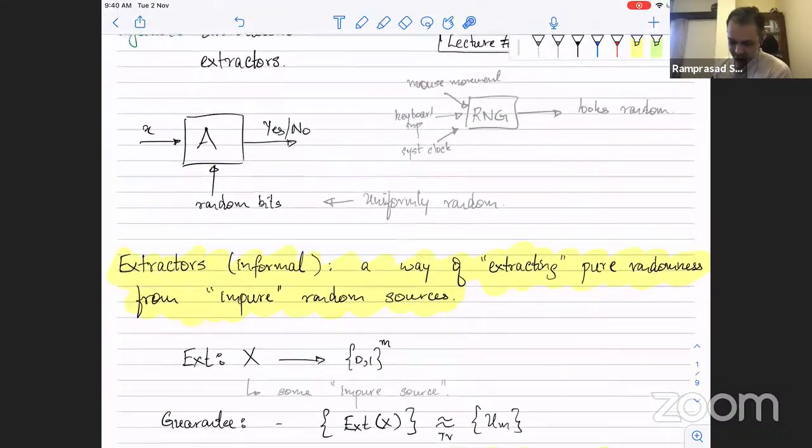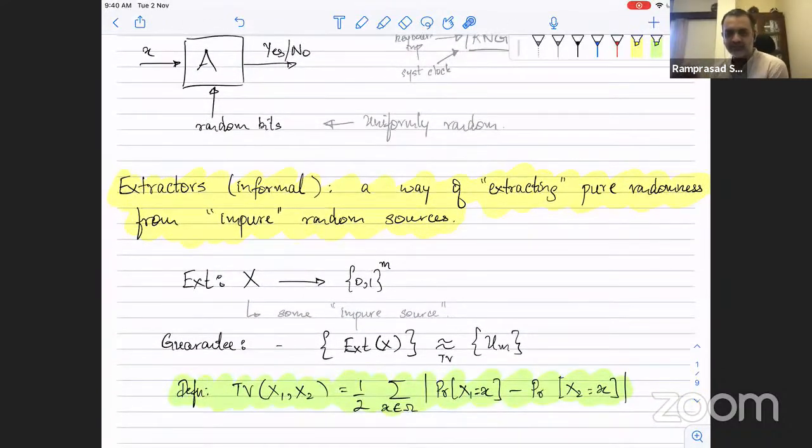In some sense, what an extractor is, in a slightly more formal sense, is the following. It's some function that takes a sample from a certain distribution X. So X is some random variable which returns strings of a certain length or whatever. And we want to somehow take one such sample and convert it to some Boolean string of length M. And this X is going to be some impure source which we will try and make precise in some time. But we'll start off with certain examples and try to then come up with a definition for it.